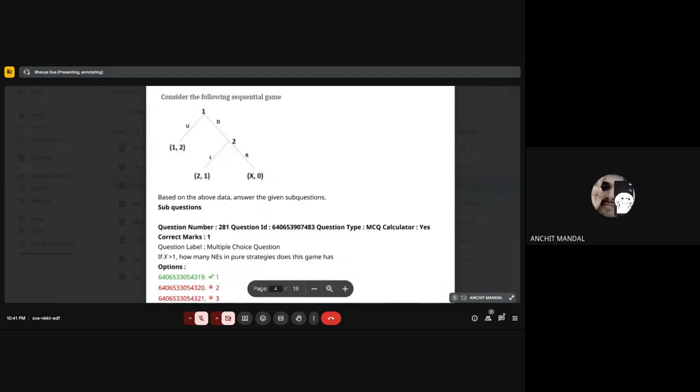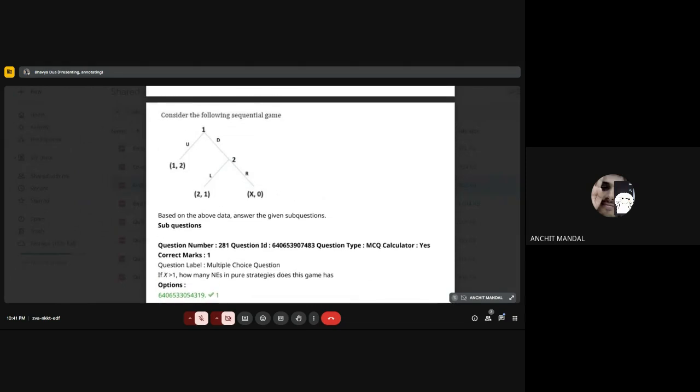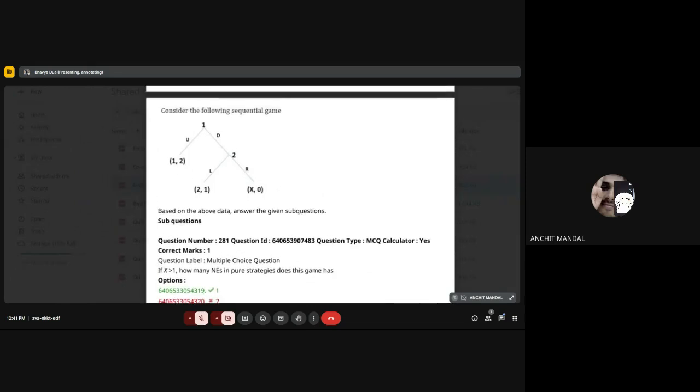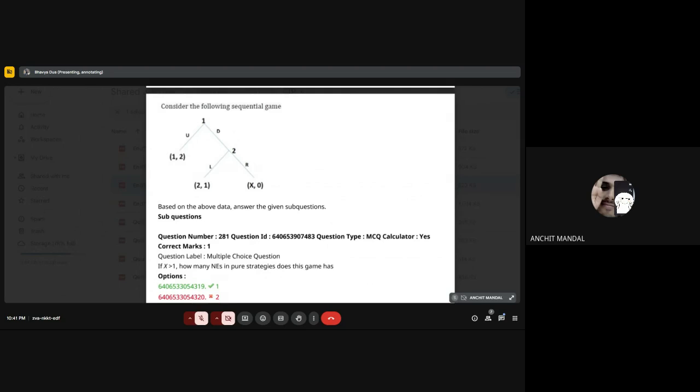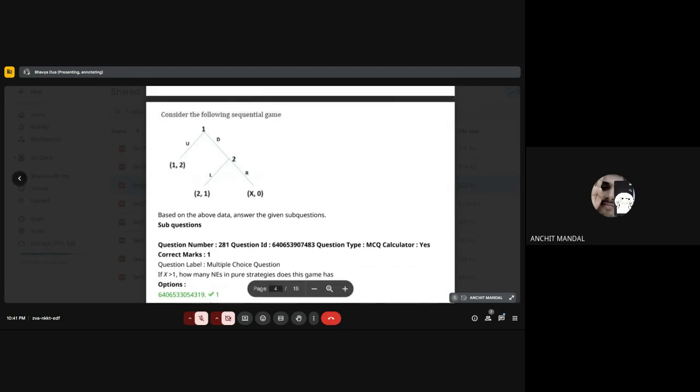Sequential game. This is new. If x is greater than 1, how many Nash equilibria in pure strategies does this game have? This is interesting. Let's take a look. More than one, right? So let's take x as 2.